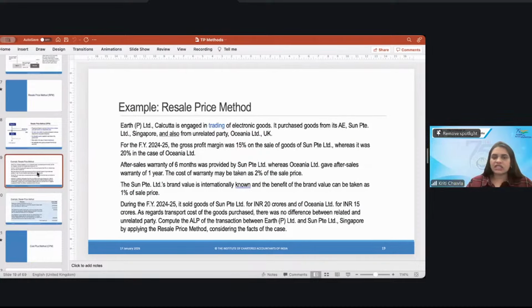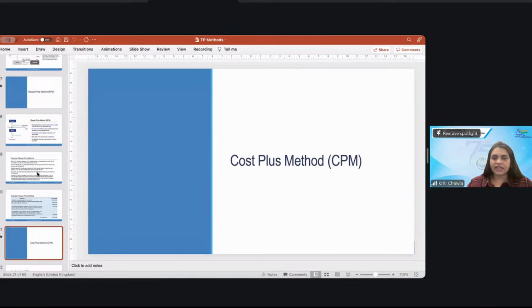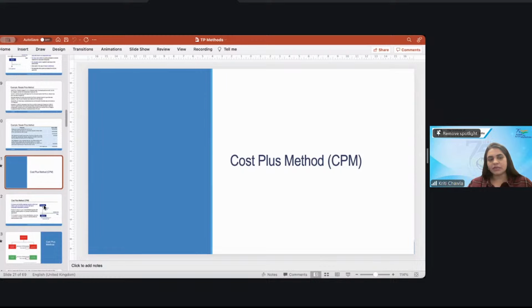We discussed this example of the resale price method, and then we discussed the cost plus method. Can you tell me what the cost plus method is applicable for? What kind of situations? Where is the cost plus method applicable?